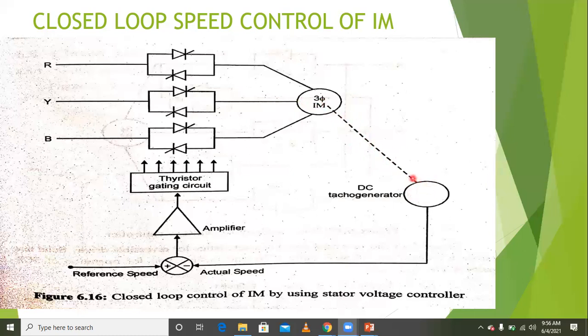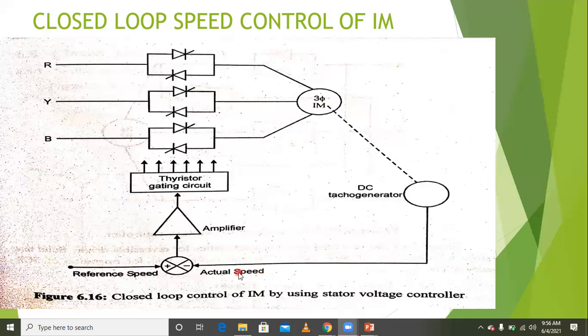The generator input is mechanical. The three-phase induction motor output is mechanical, and the generator input is mechanical, and the output is voltage. This output voltage is proportional to the speed of the three-phase induction motor. The generated voltage is equal to the actual speed of the motor.